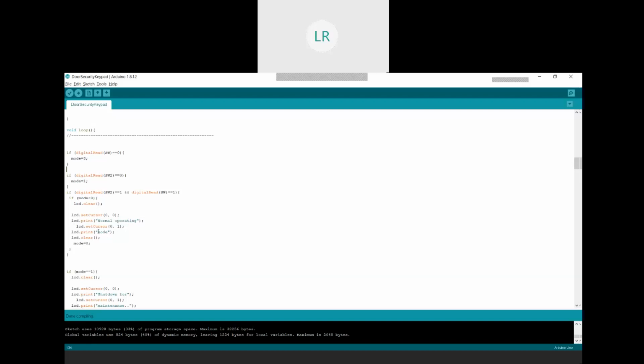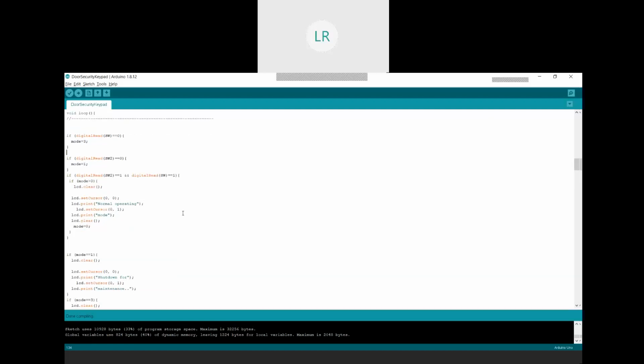The LCD prints out normal operating mode because both the switches are actively high, where it is open, as for the real simulation. In this mode, the PIR sensor will be working, and the PIR sensor will sense the movement of any objects or any people, and the motor will start opening.